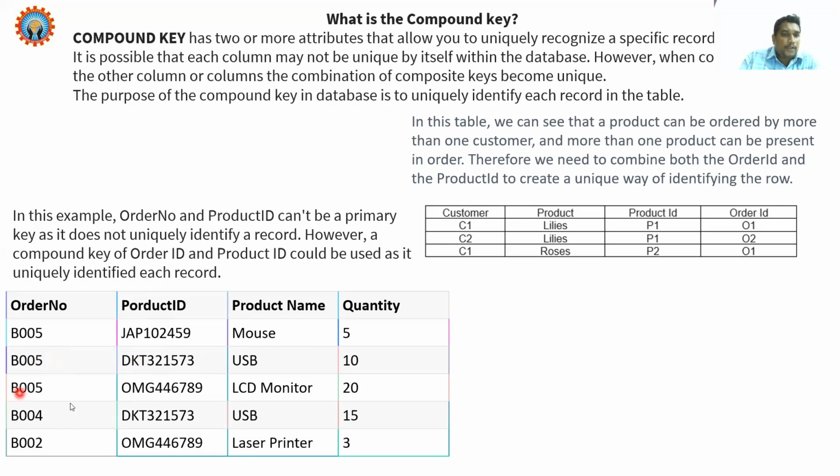So based on a unique combination of these attributes, you can easily retrieve and uniquely identify a tuple. This is called a compound key. Okay, now see this example.